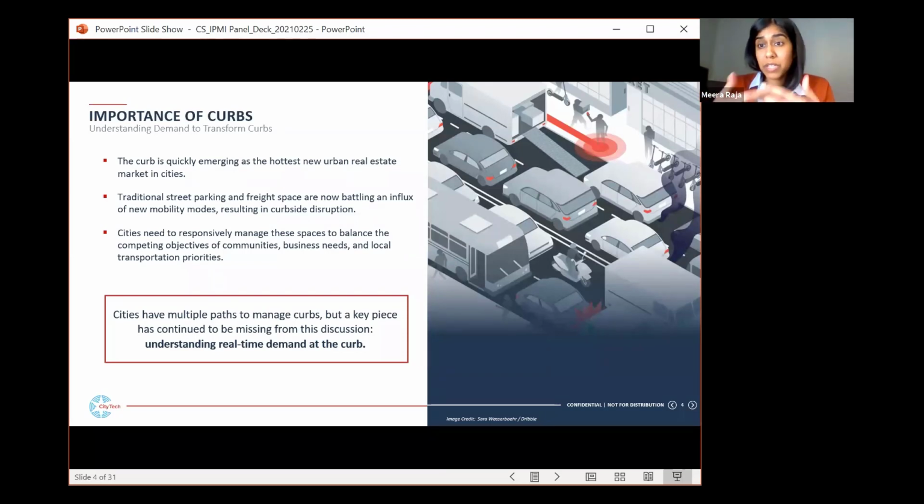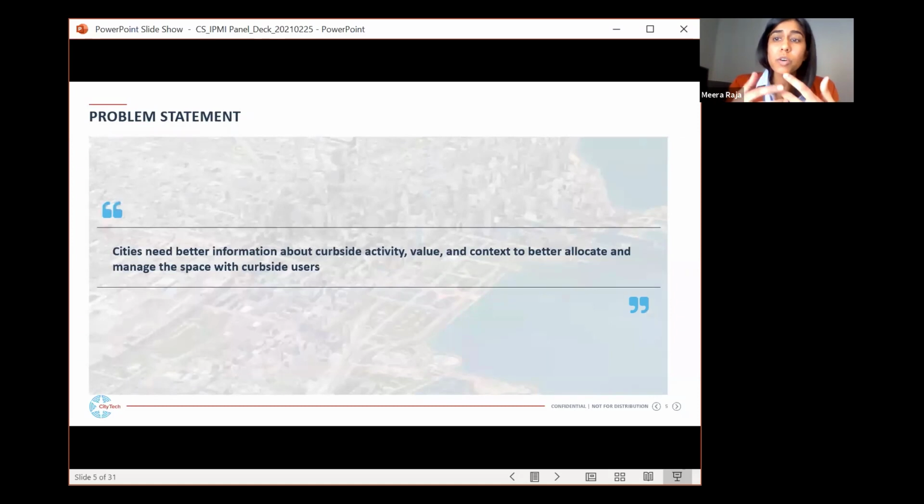As we all came together to start thinking about a solution for this problem, we recognized that cities have multiple paths to manage this, but a key piece that we realized is there's a lot of thinking about how to manage this and developing interventions. But one of the things that we found was missing in all of our conversations, one of the pieces of knowledge, was really understanding what that real-time demand was at the curb. And that's where we started our exploration of developing a solution for this. So as we approached it, we wanted to think about what type of information cities would need.